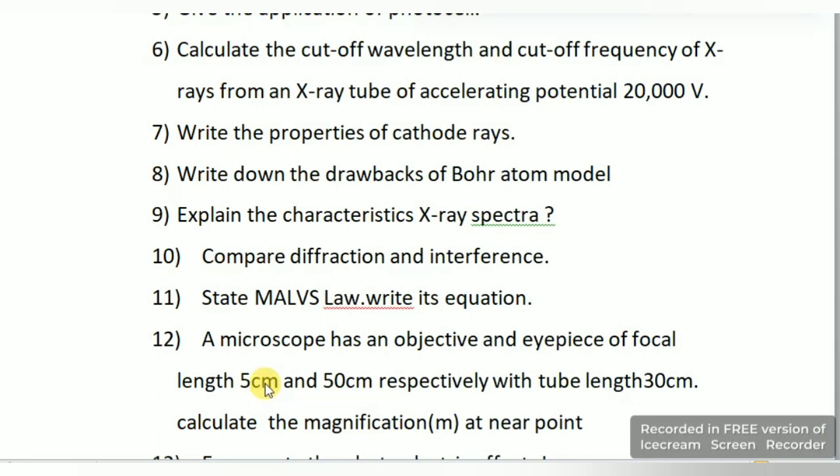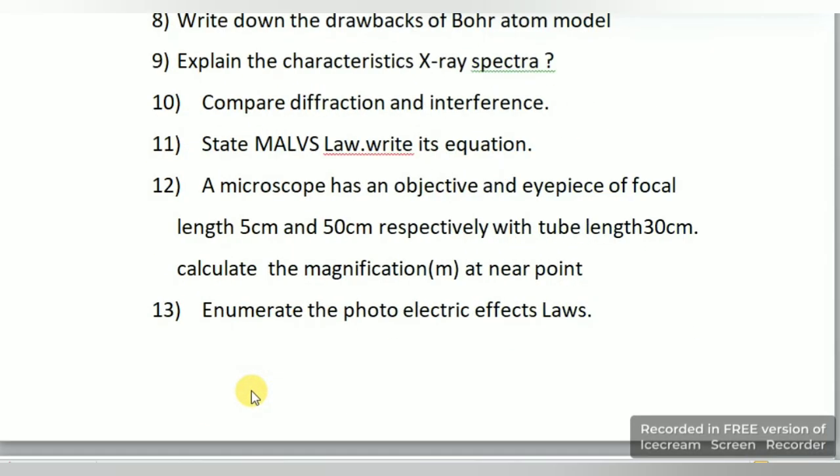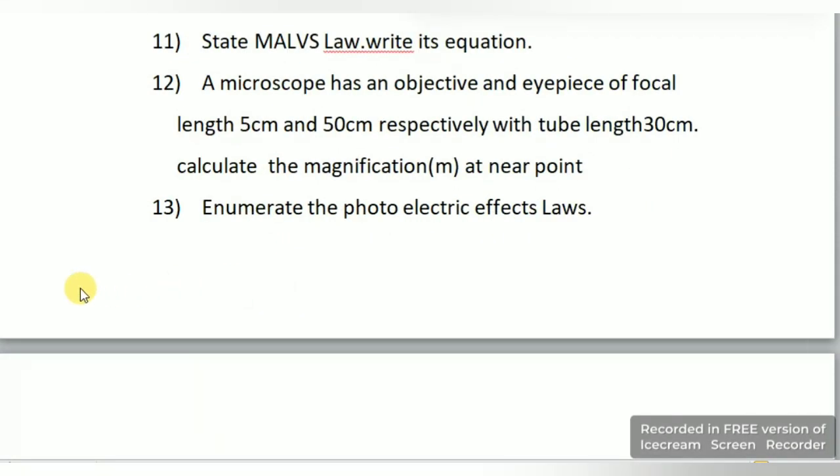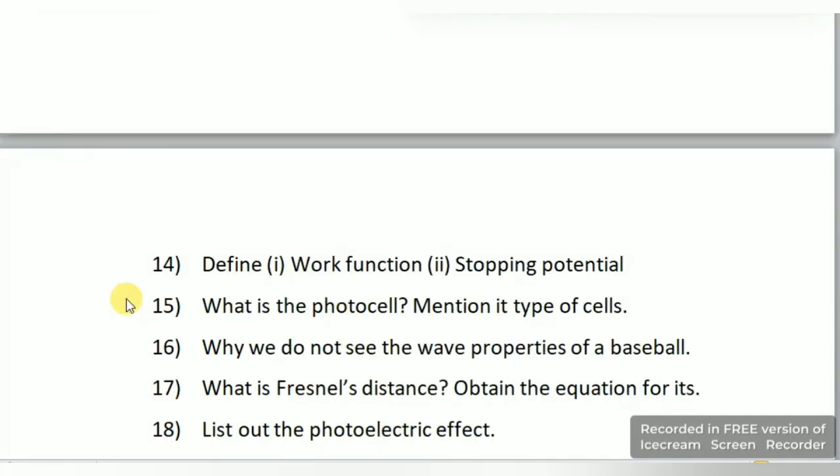The tube length is 30 cm. Calculate the magnification of the microscope at near point. Next one, enumerate the laws of photoelectric effect. Next, define work function, stopping potential. Next, what is a photocell? Mention its types.